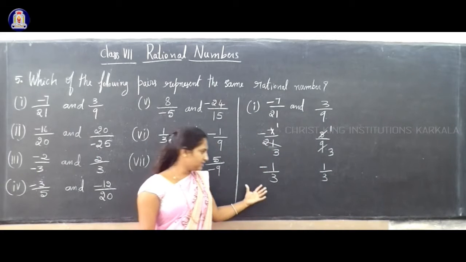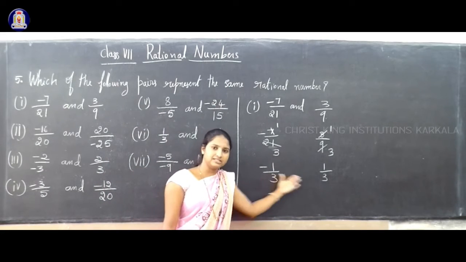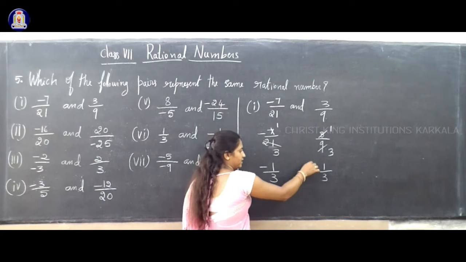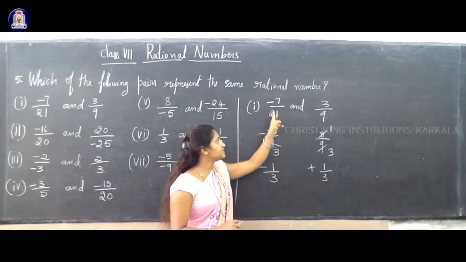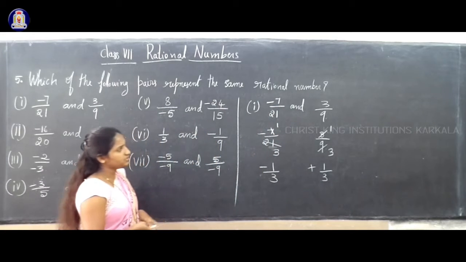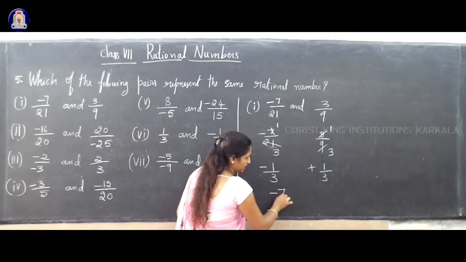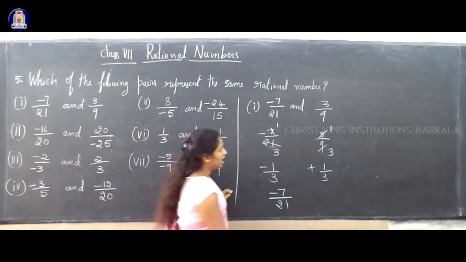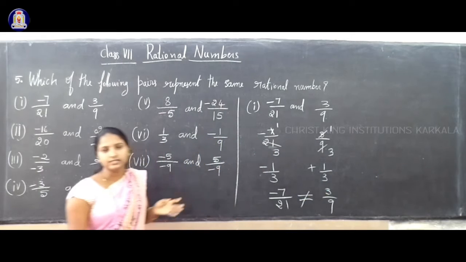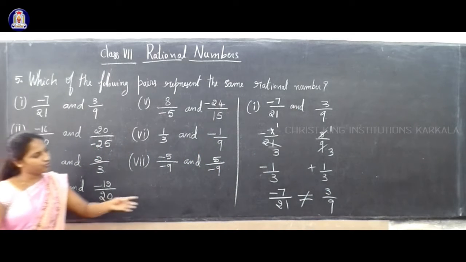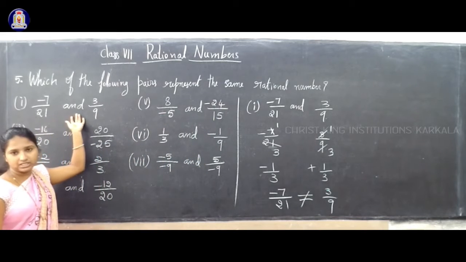Are minus 1 by 3 and 1 by 3 the same? No. The numbers are the same, but is the sign the same? No, the sign is different. Your sign is plus, your sign is minus. So we can say that minus 7 by 21 and 3 by 9 are not the same rational numbers. Clear? They are not equal. They are not the same rational number.